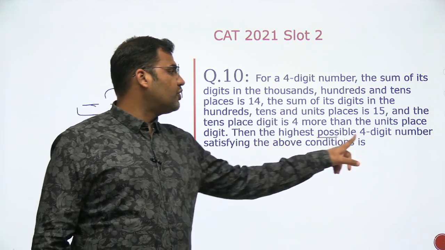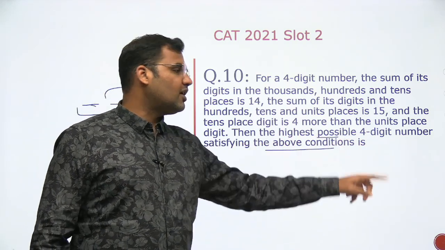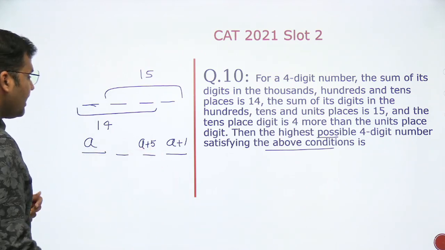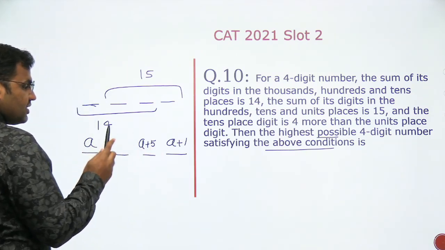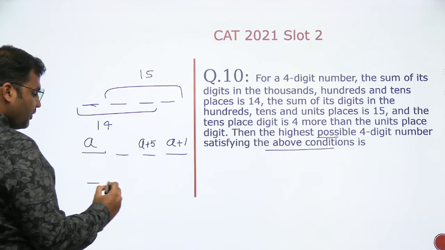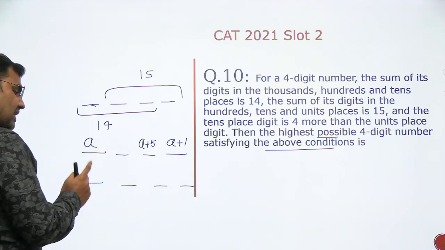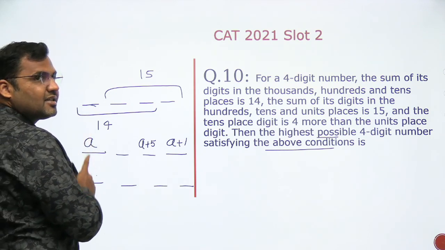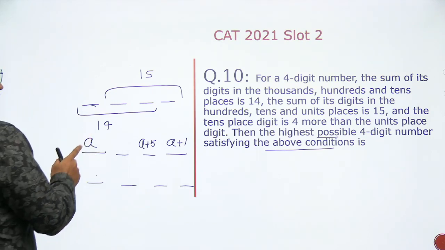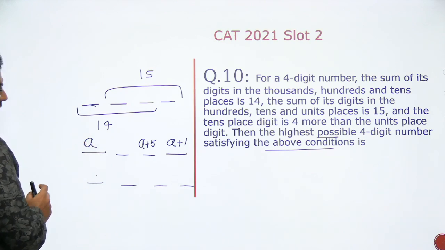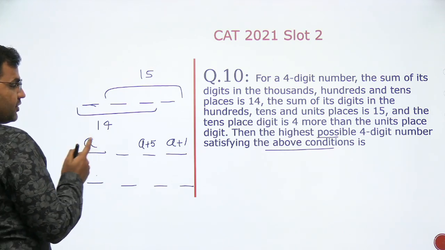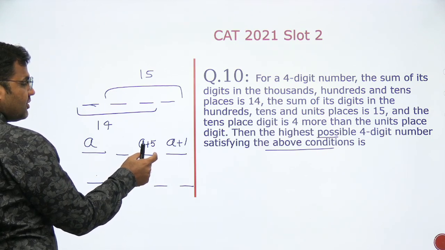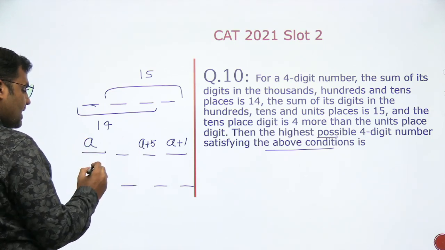Then the highest possible 4-digit number satisfying the above condition. I have to make the largest possible 4-digit number, right? Now you see that if I want this number to be as large as possible, first I have to make the tens place digit bigger. I need to make it as maximum as possible. Now you see that this number A, adding 5 to A, should make my tens place digit.